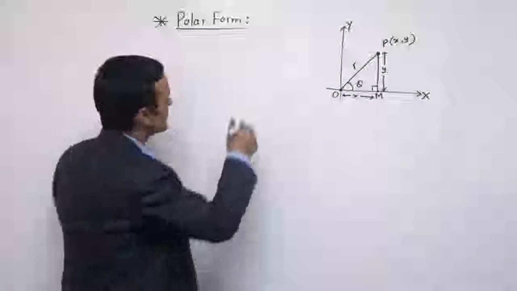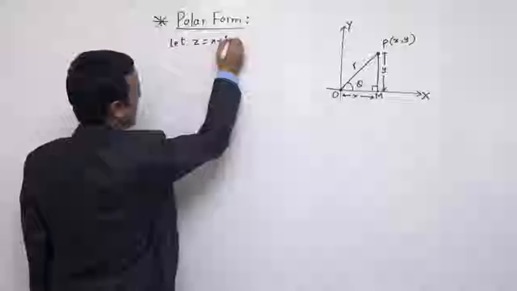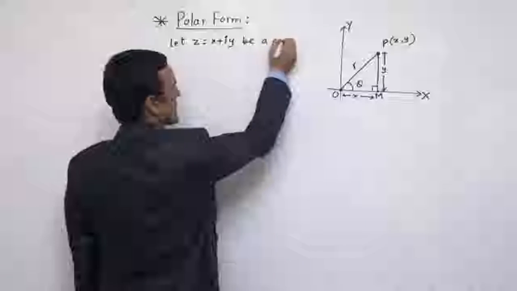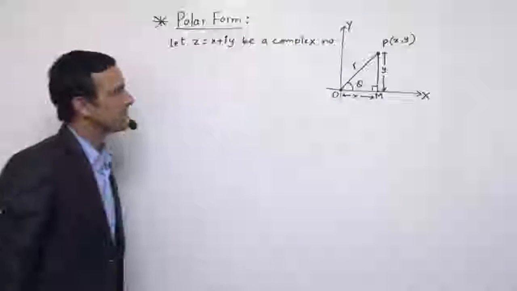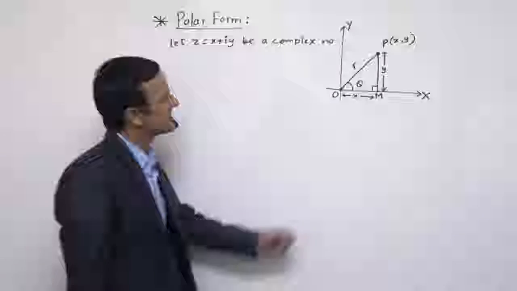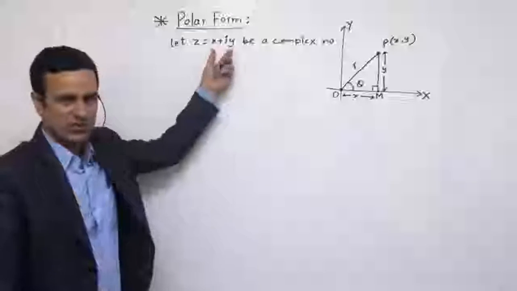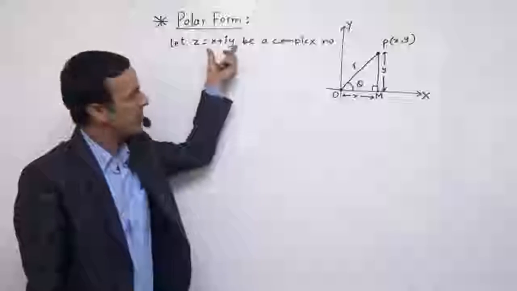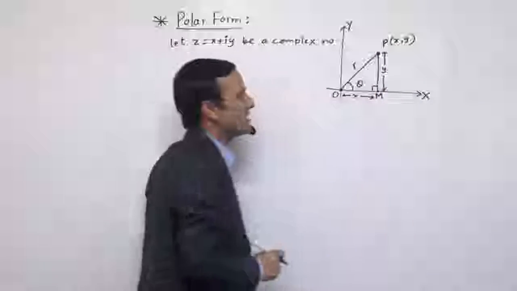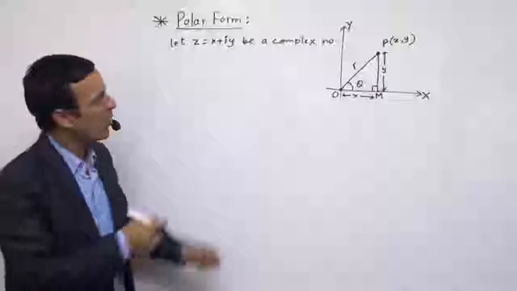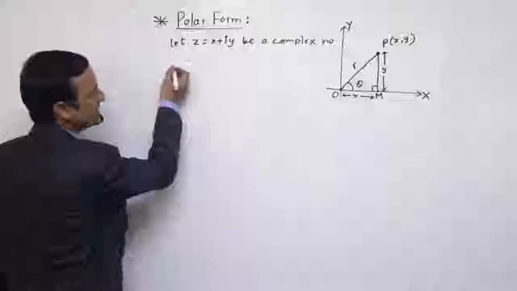So let's see what will happen. Let z is equal to x plus iy be a complex number. So how can we change this x, y, which is complex number? It is also known as Cartesian form. Now we are going to change this Cartesian form into polar form. So one system to another system. So how to change? Look at here.